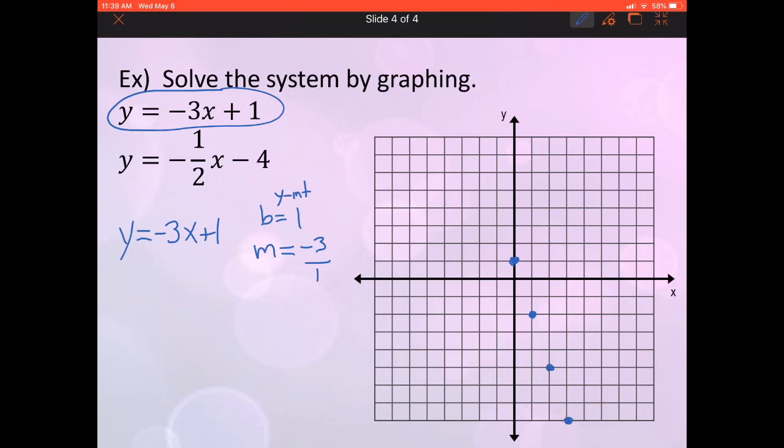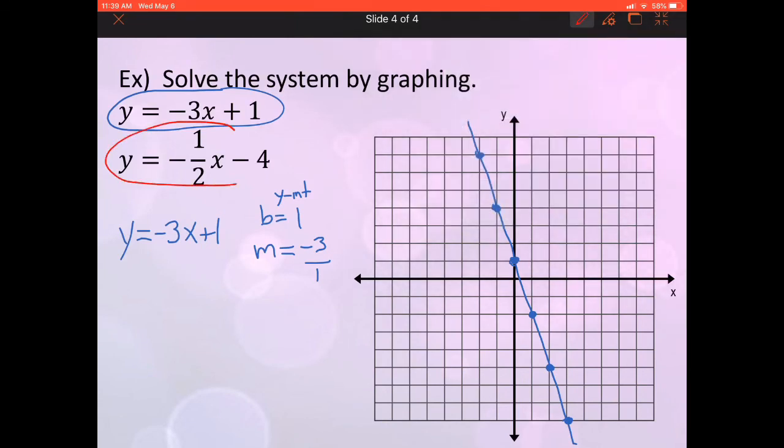All right, now I need to go the other way just in case they intersect there. So go the opposite ways. So up 3, left 1. Notice they're still in the line. Up 3, left 1. Okay, now draw my line. All right, now I'm going to do the other one.